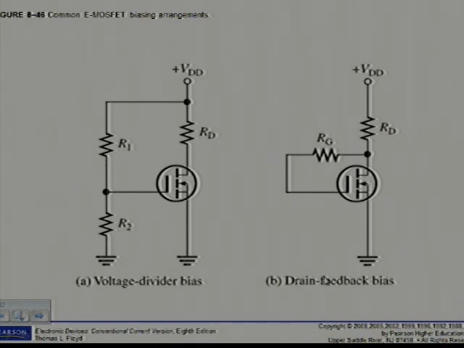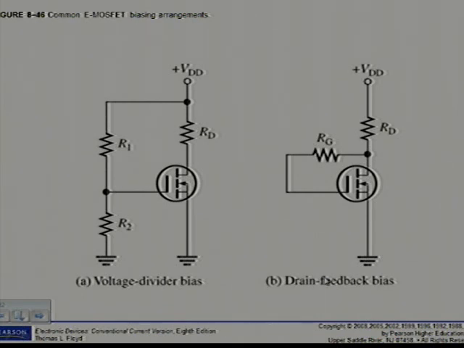So figure 8.46 shows two ways to bias an E-MOSFET. D-MOSFETs, of course, can also be biased using these methods. An N-channel device is used for purpose of illustration. In either the voltage divider or the drain feedback bias arrangement, the purpose is to make the gate voltage more positive than the source by an amount exceeding VGS threshold. And of course the equations, as you can see there on page 405, are familiar.